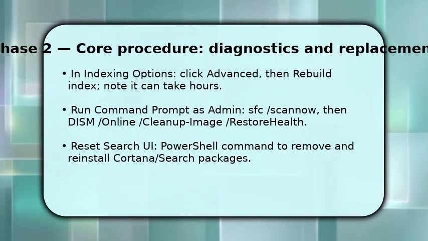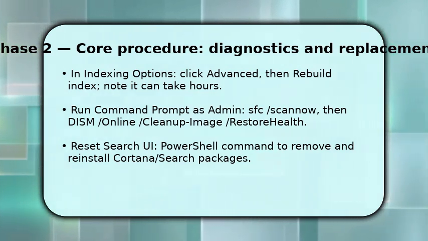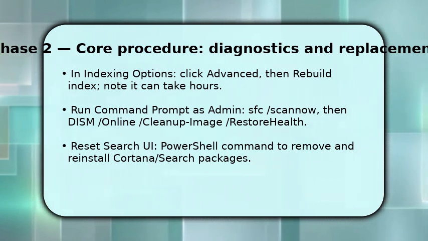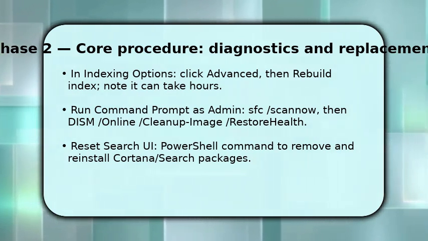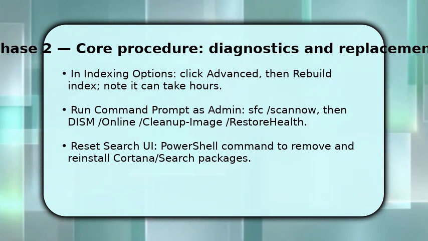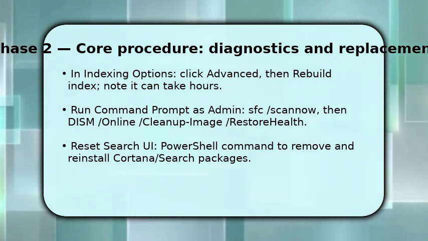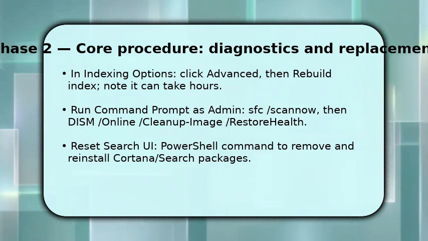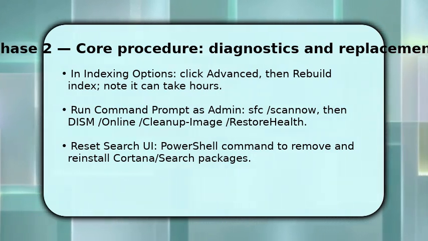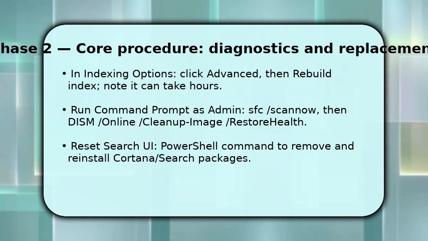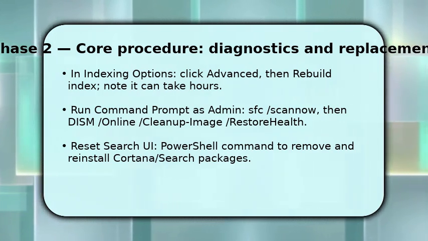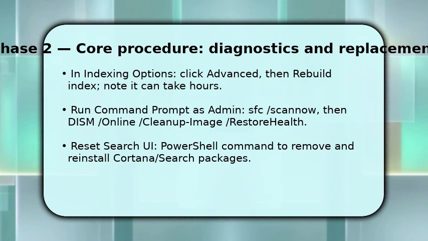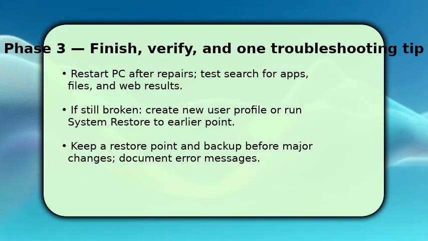Then run sfc /scannow to repair corrupt system files, followed by DISM /online /cleanup-image /restorehealth to restore Windows images. Once those finish, use PowerShell to remove and reinstall the Search/Cortana app packages so the UI and backend match. Together, these steps fix corruption. Finish by restarting your PC. This ensures service changes, rebuilt indexes, and restored files load cleanly.